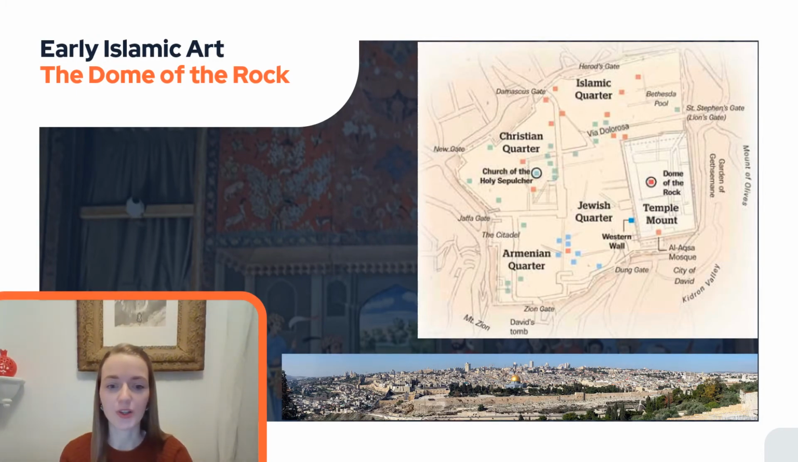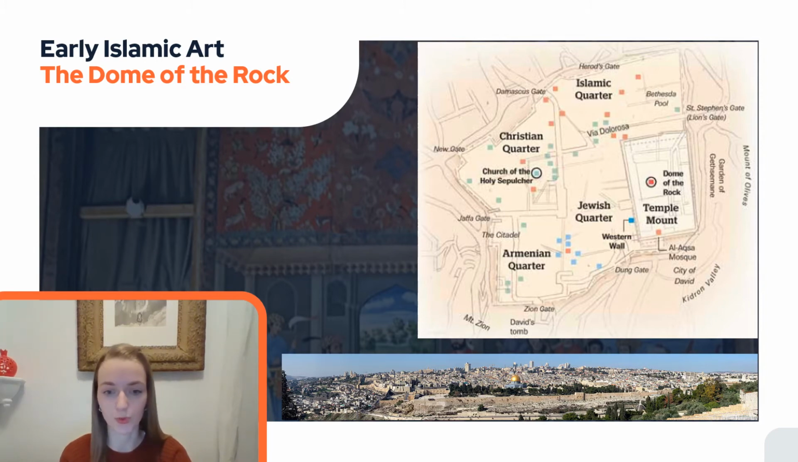So let's have a look. The Dome of the Rock is located on the Haram al-Sharif in the southeastern corner of Jerusalem. Its modern name is Temple Mount and refers to Solomon's temple from around 1000 BCE. And Herod the Great built there the third Jewish temple in the 1st century BCE.